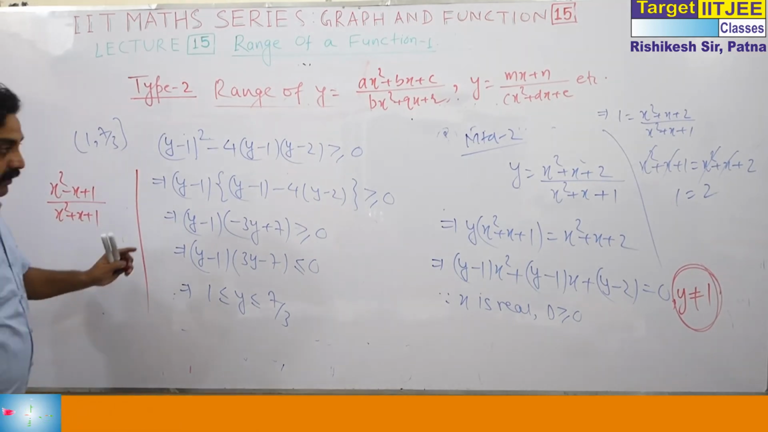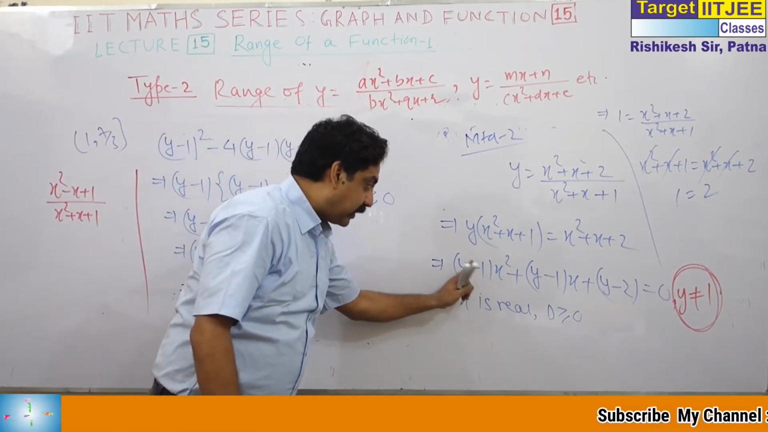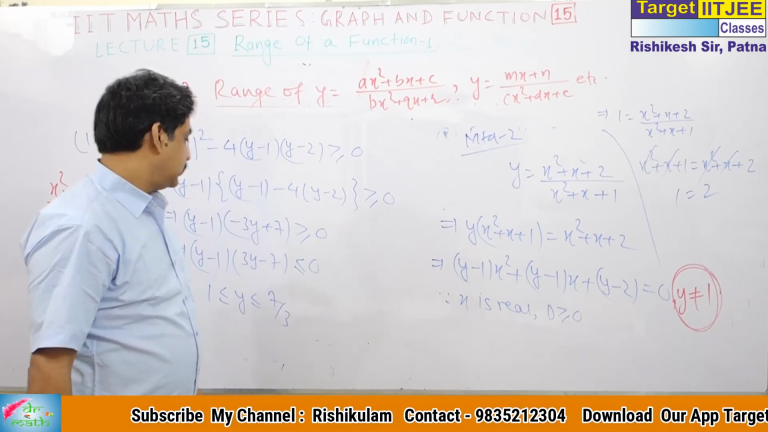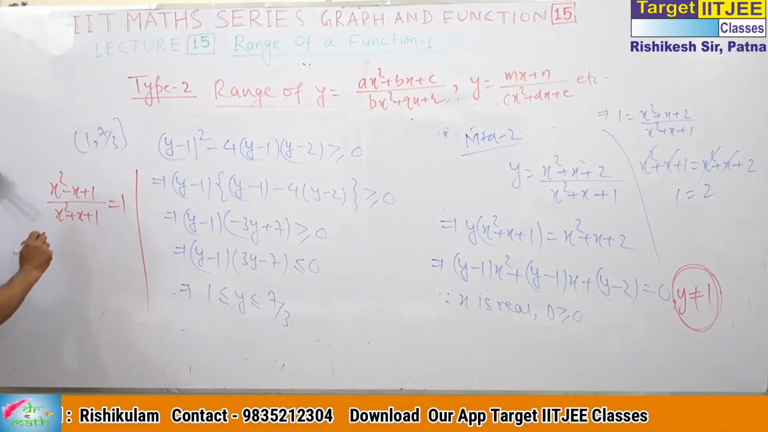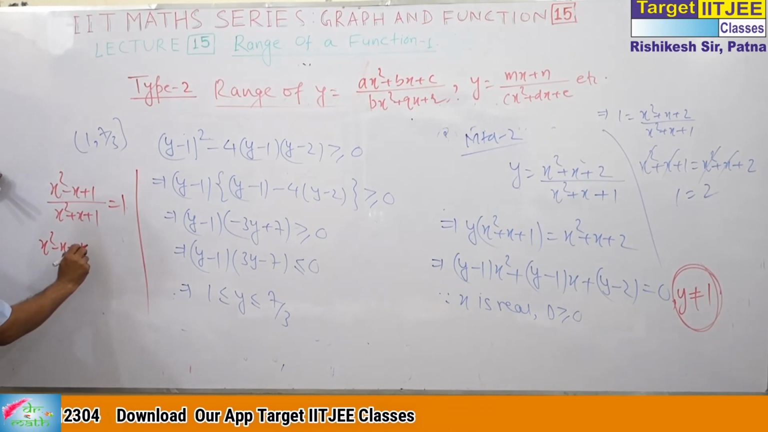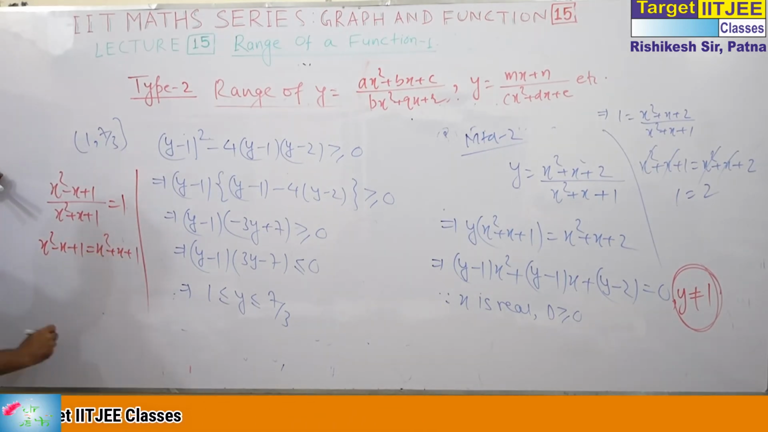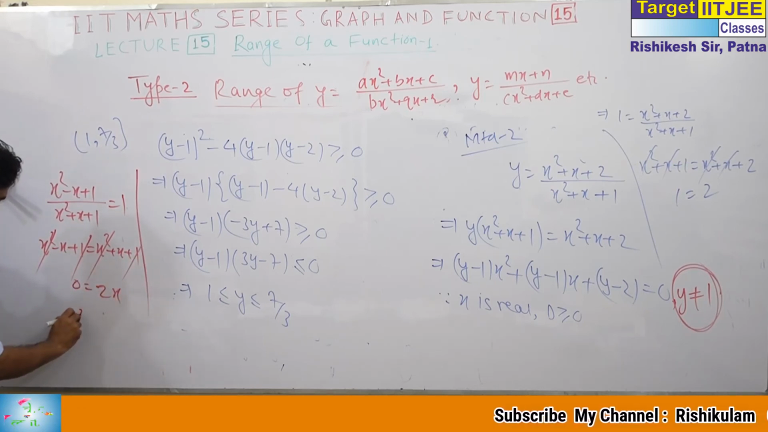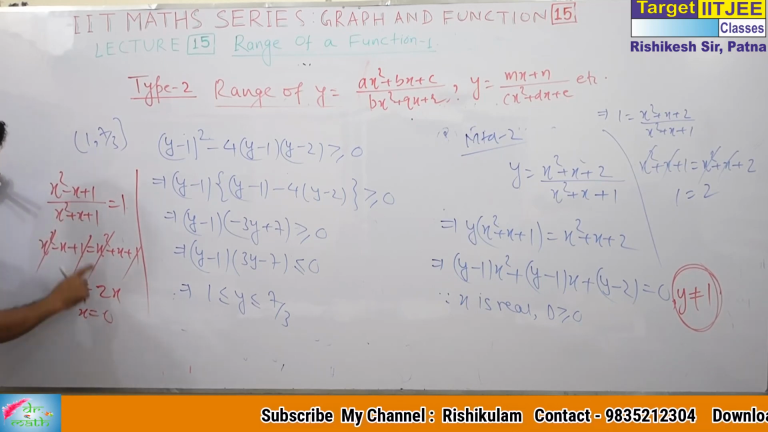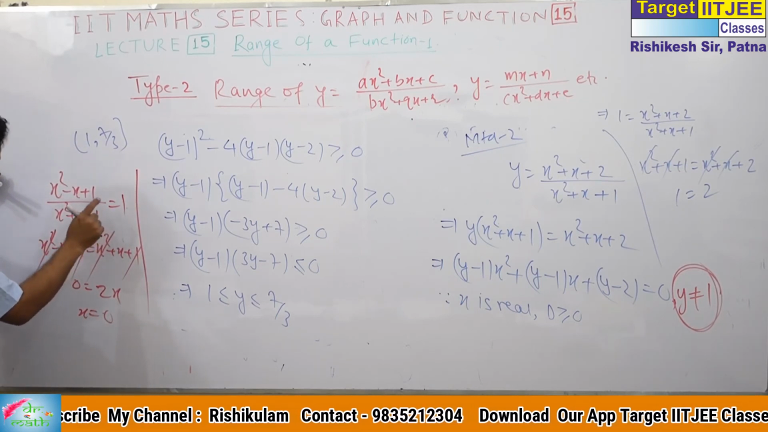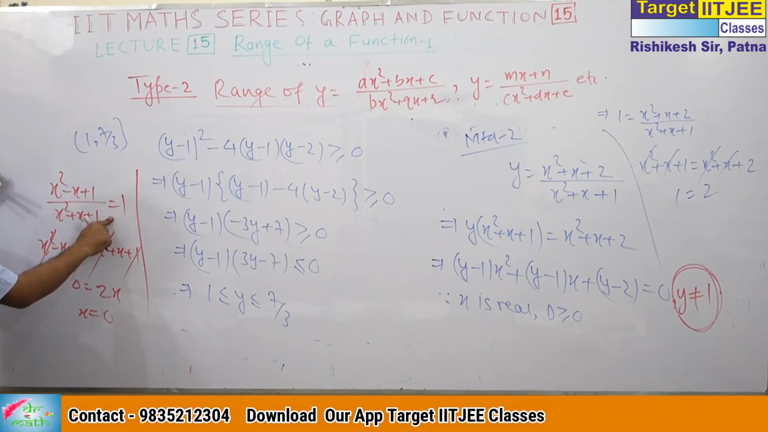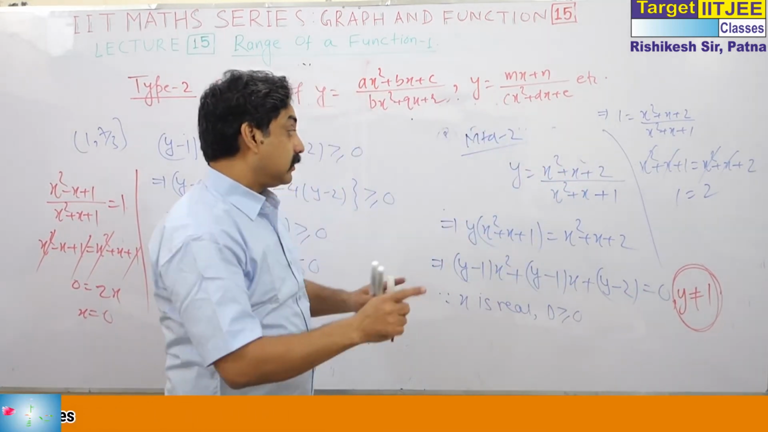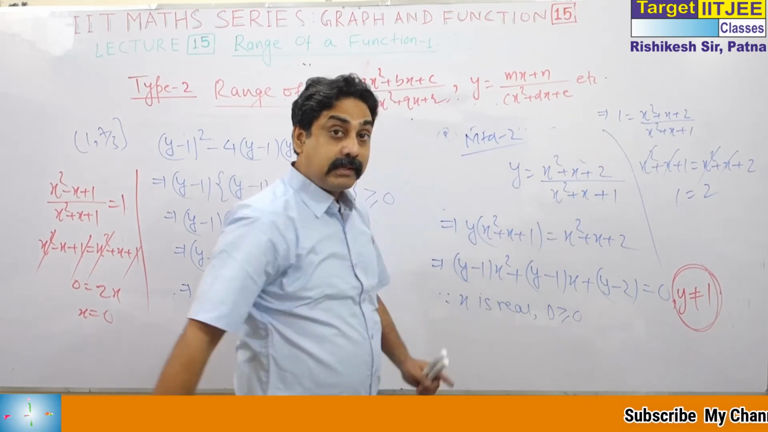If you see the previous question, go back and see, there is also y minus 1 square. Y is equal to 1 is also doubtful there. But when you put y is equal to 1 here, what do you get? X square minus x plus 1, x square plus x plus 1, x square cancels, 1 cancels, 0 is equal to 2x, x is equal to 0. There is a value of x is equal to 0 for which this is 1. So here y is equal to 1 is possible, mark it. Here y is equal to 1 is possible, and here y is equal to 1 is not possible, because when we put y is equal to 1 in this, we get an absurd value. This is the correct way.